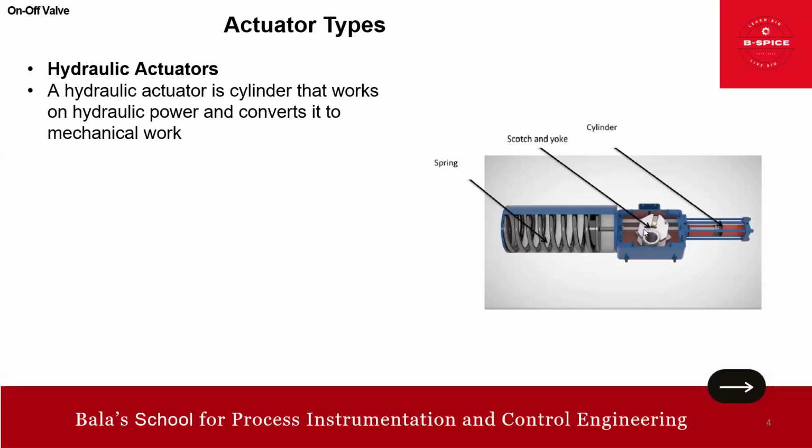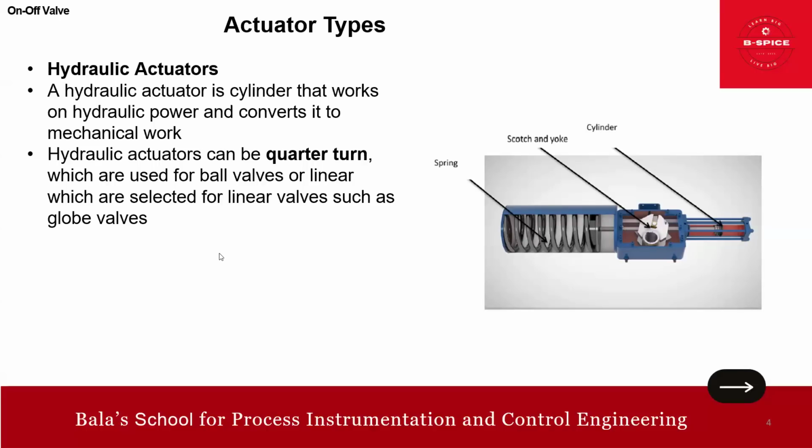This is the scotch and yoke mechanism. Hydraulic type, scotch and yoke type rather. Hydraulic actuators can be quarter turn, which are used for ball valves, or linear, which are selected for linear valves such as globe valves.